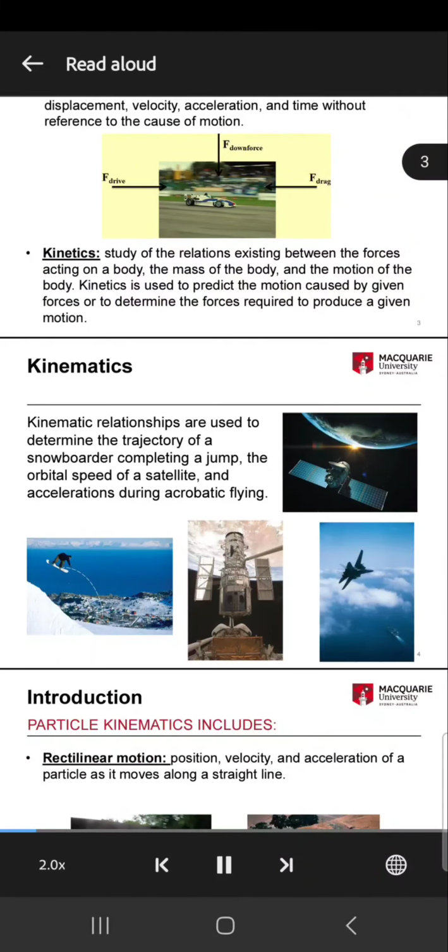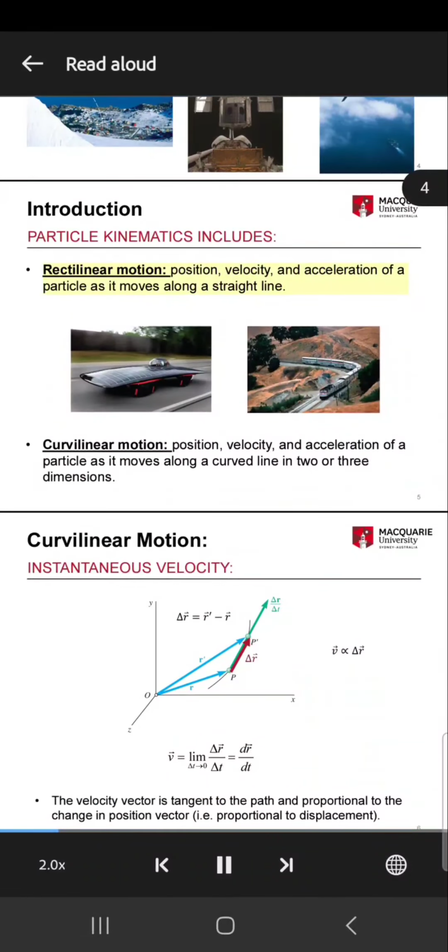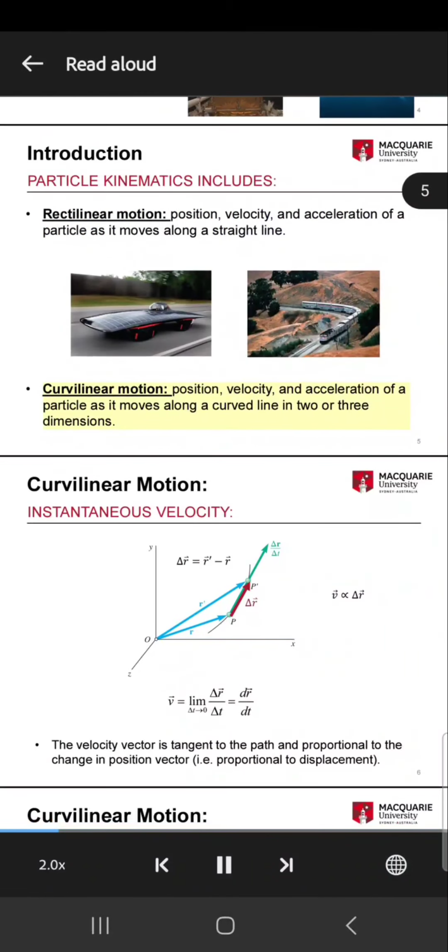Race force acting on it. Drag force, aerodynamic downforce, and drag. Kinematics. Kinematic relationships are used to determine the trajectory of a snowboarder in a jump, the orbital speed of a satellite, and acceleration during a drag race. Introduction. Rectilinear motion: position, velocity, and acceleration of a particle that moves along a straight line. Curvilinear motion: position, velocity, and acceleration of a particle that moves along a curved line in two or three dimensions.